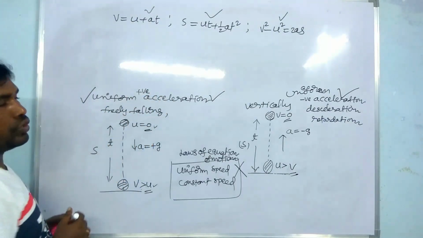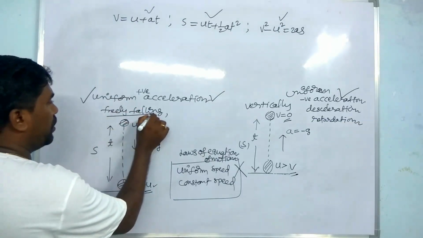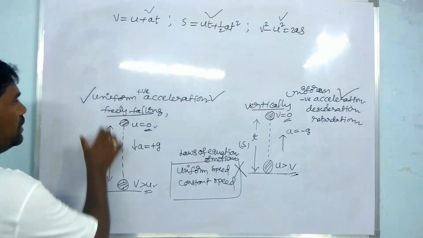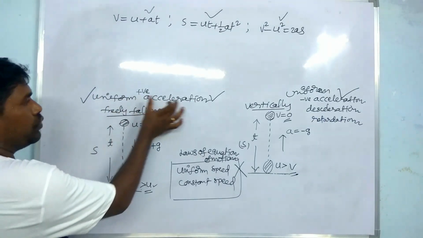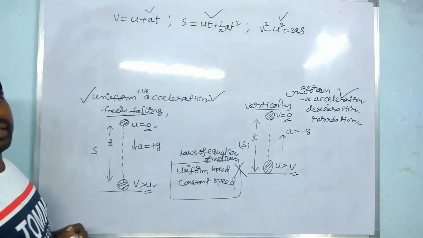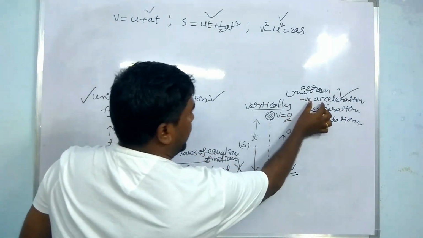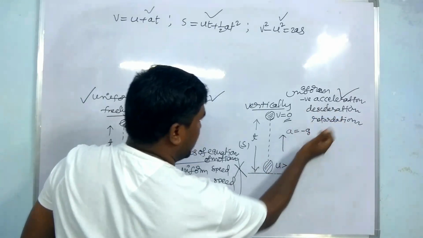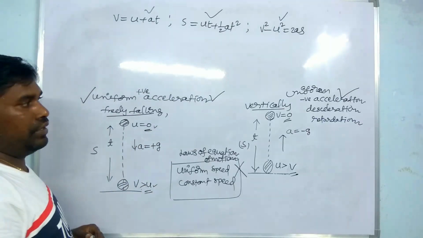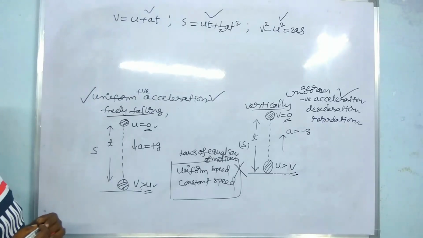In which cases do we have to use the laws of equation of motion? For example, in the case of a freely falling body and a vertically projected body. In other words, in the case of uniform positive acceleration or constant acceleration, and also uniform negative acceleration or uniform deceleration or uniform retardation, which may be called constant retardation. In these two cases, we have to use the laws of equation of motion.